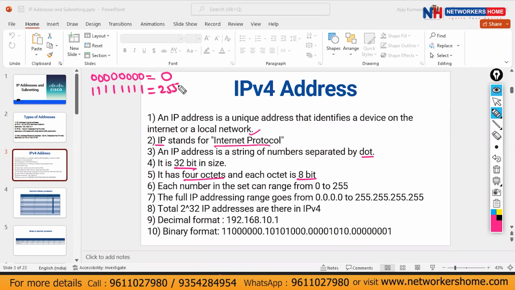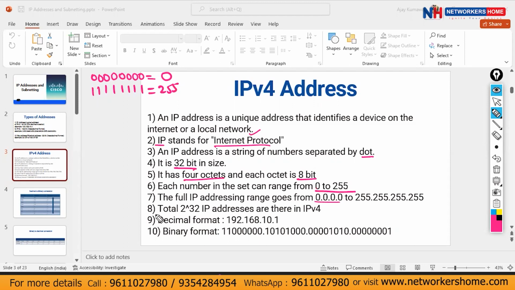I'll tell you how to calculate binary to decimal and decimal to binary. So each number in the set can range from 0 to 255. Similarly, if one octet can go from 0 to 255, all four octets can go from all zeros to all 255. But you must remember, for each and every octet, the maximum value is 255. It will never be 256.